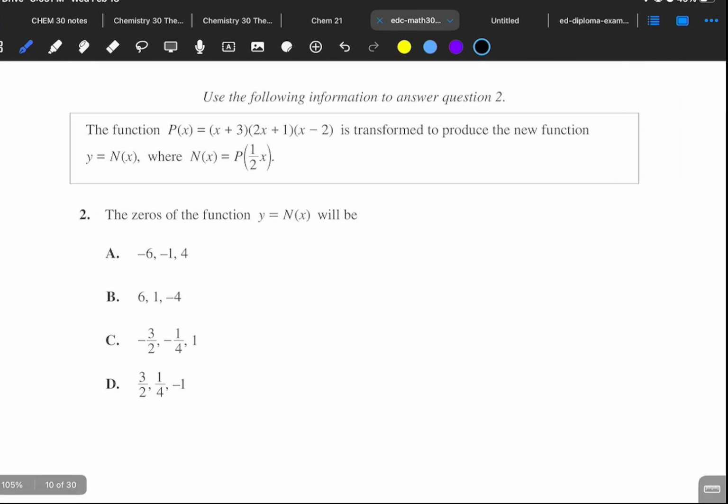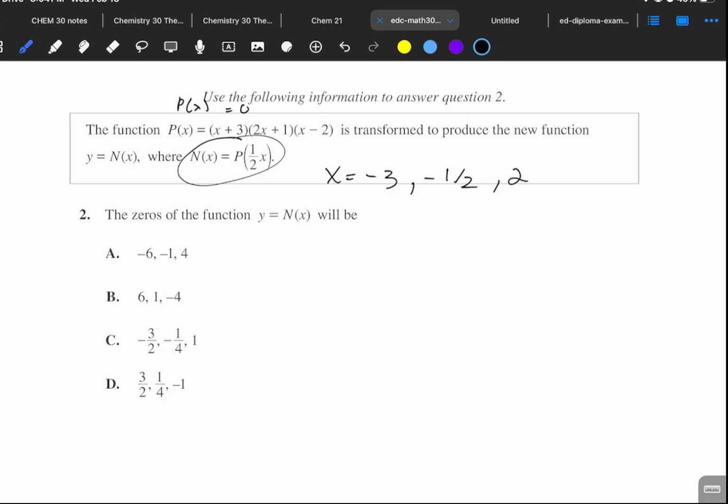This one is an interesting one. It's an equation with 3 roots. You should be able to see that if we set p of x equal to 0, our current roots would be -3, -1/2, and 2. But if we were to undergo this transformation, it's asking what the new roots would be.